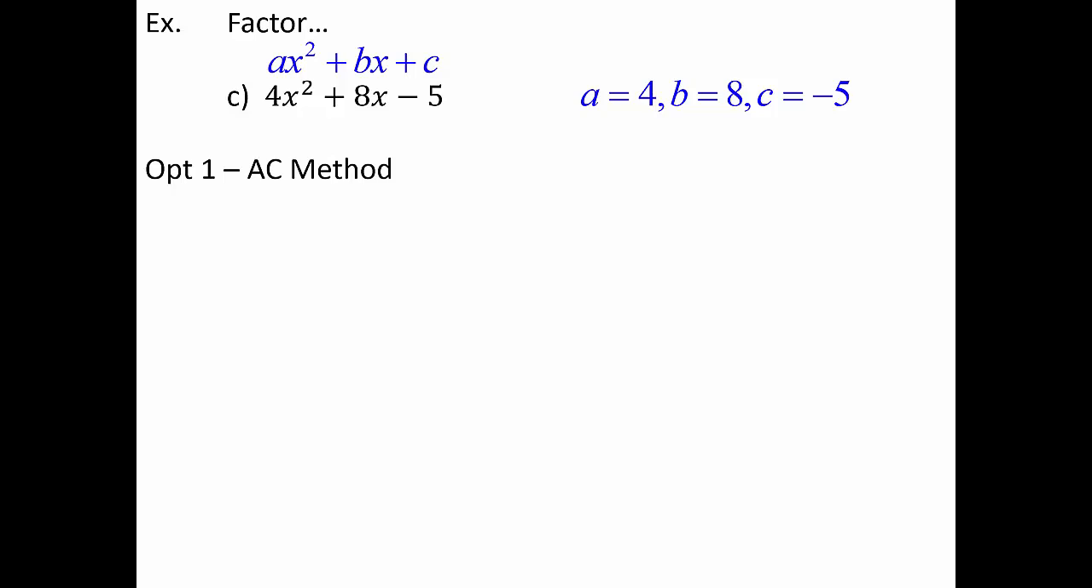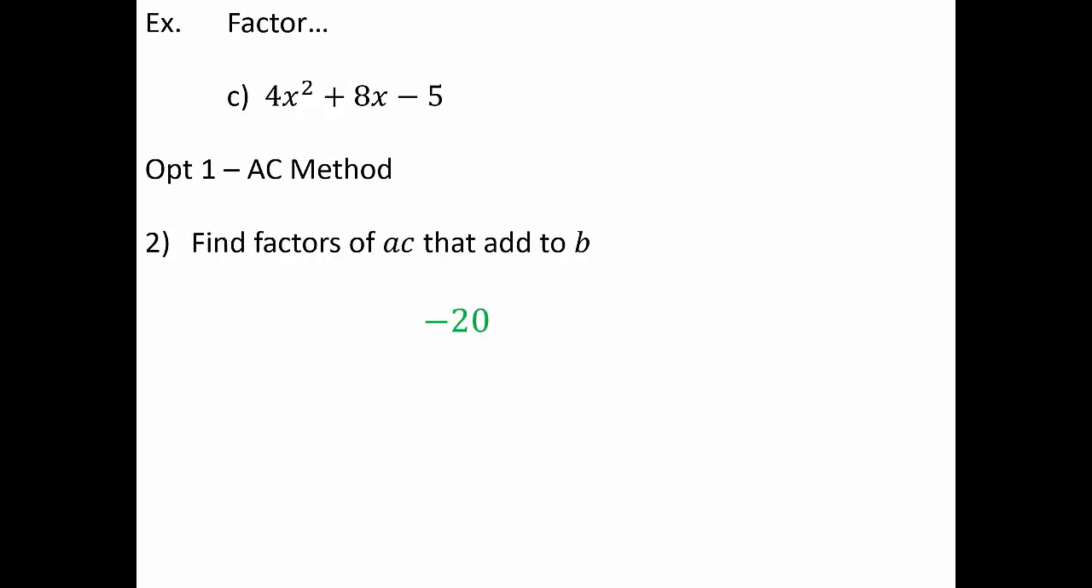So the AC method begins with multiplying a by c, hence the name, the AC method. So a times c, 4 times -5, gives us -20. Moving on. Step 2. Find factors of AC, which we just found to be -20, that add up to the middle term b. Notice not bx, just b. b is 8. So I need factors of -20 that are going to add up to 8.